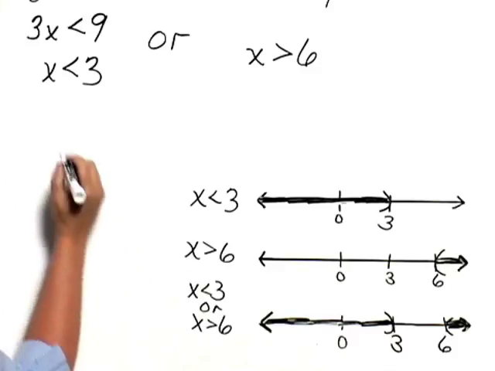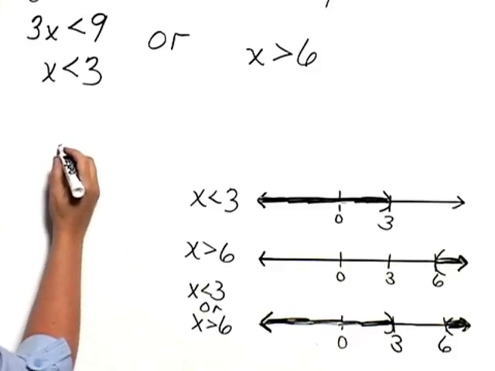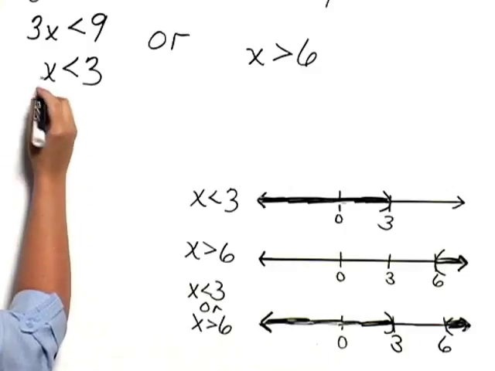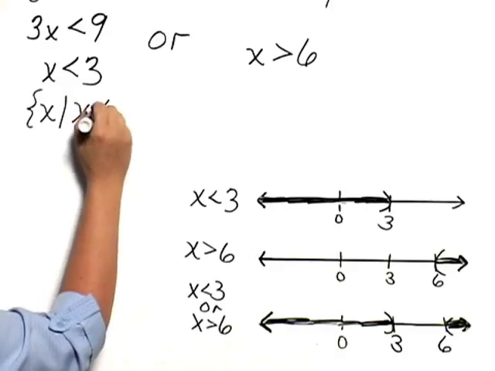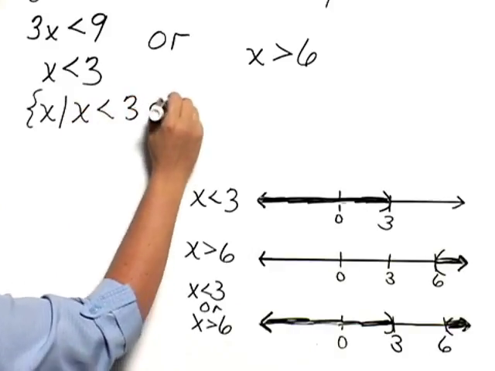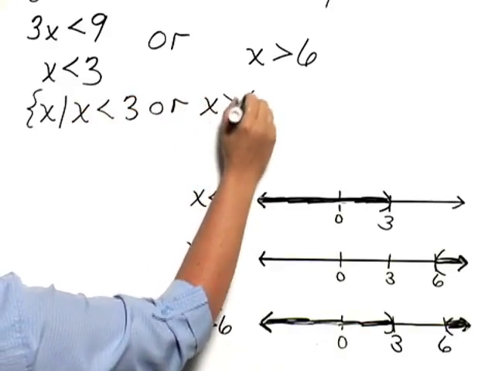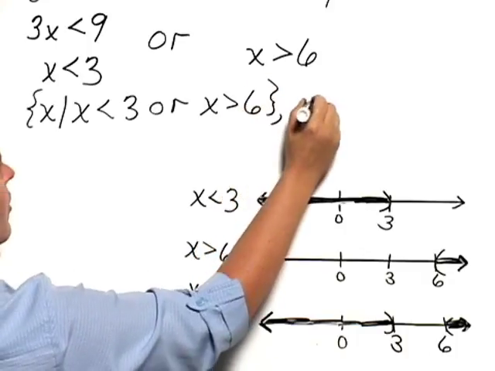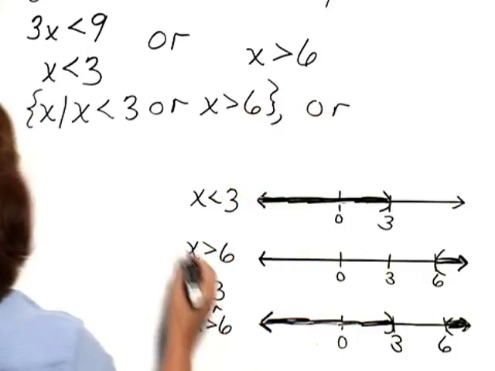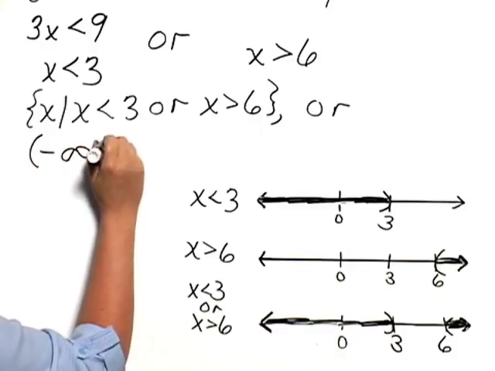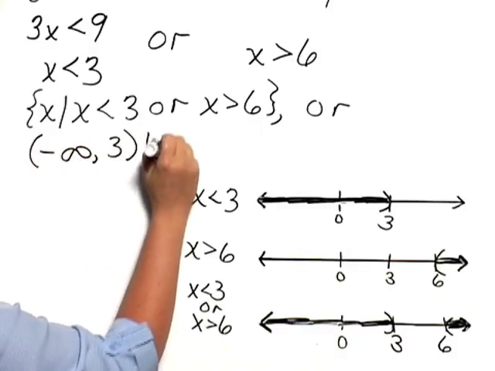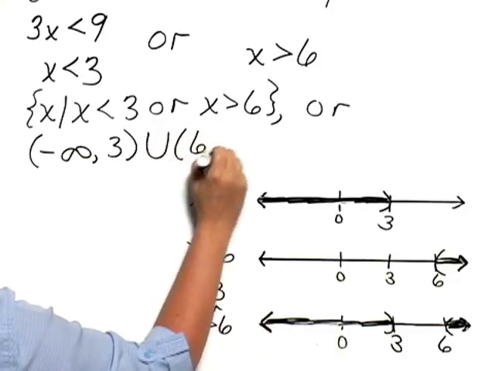So we can write that using set builder notation as the set of all x such that x is less than 3 or x is greater than 6. Or we can write that with intervals as the union of the interval from negative infinity to 3 and the interval from 6 to infinity.